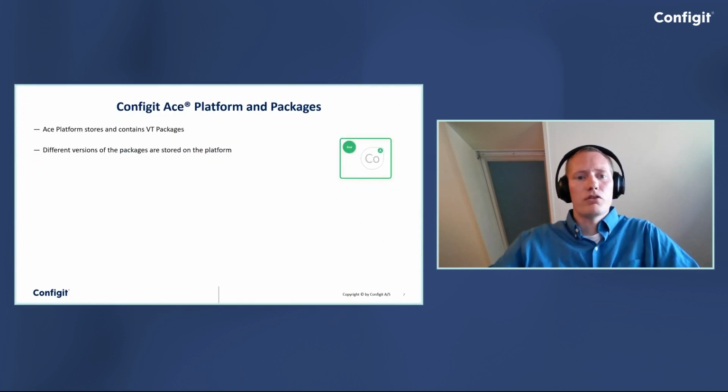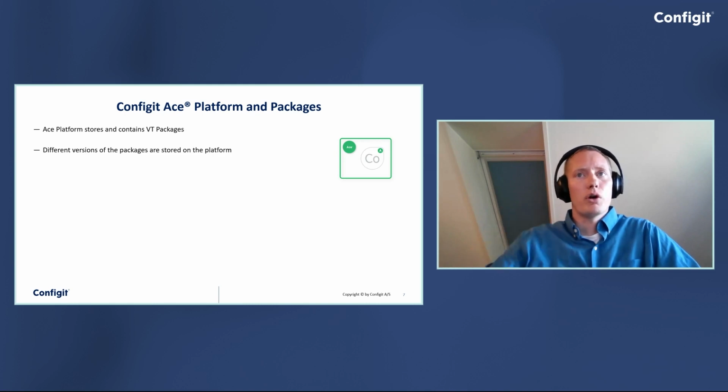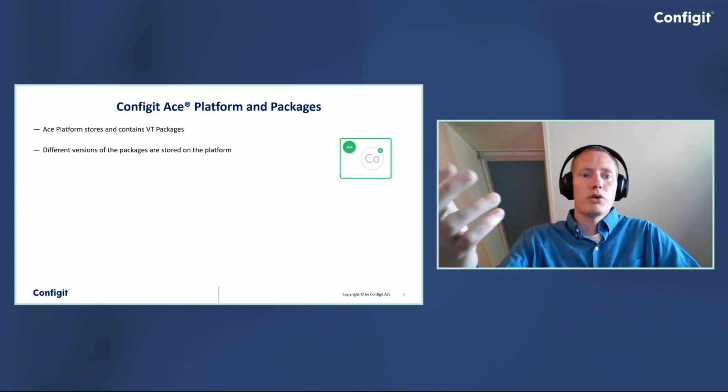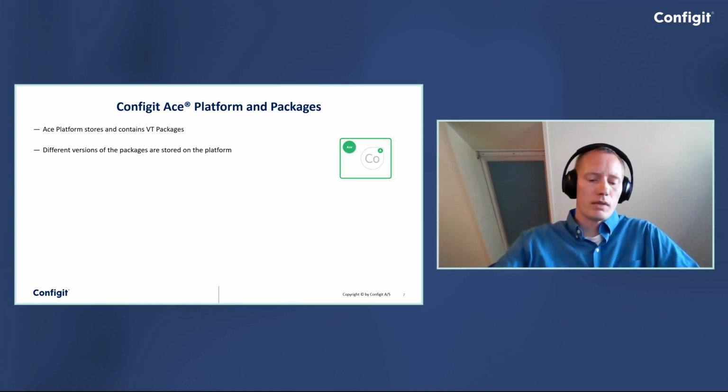These VT files, once we work with them, end up on the ACE platform as what we call VT packages. So the ACE platform is where we store and contain the VT packages, and the ACE platform will contain multiple versions of these packages. As Jesper also showed before, you can actually go in and see the different versions of the packages that you're working with.